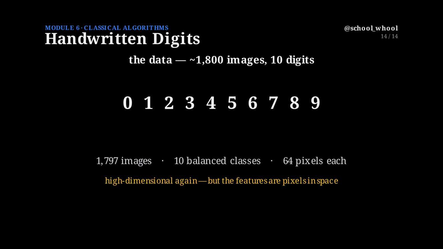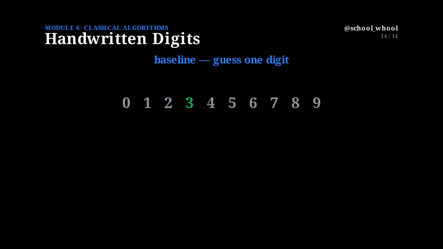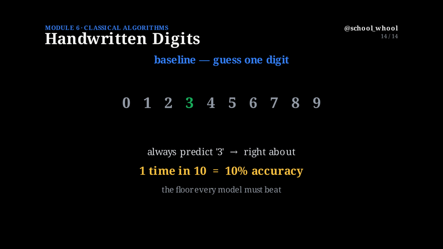Baseline first. With 10 roughly equal classes, always guessing a single digit is right only about one time in 10. So our floor is 10% accuracy. Anything worth using has to blow past that.